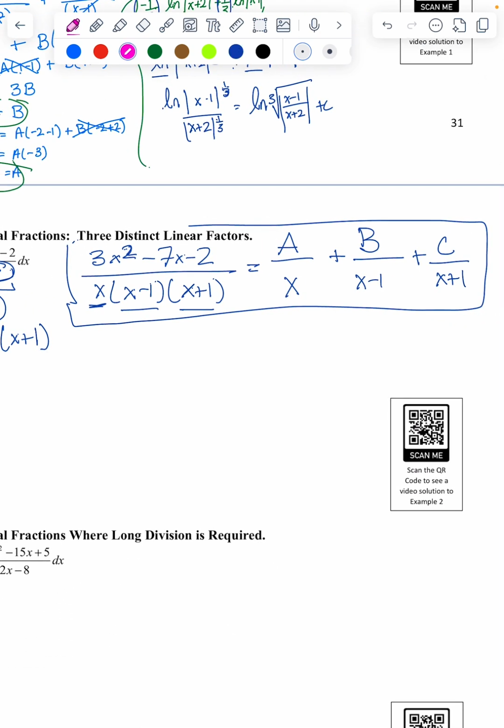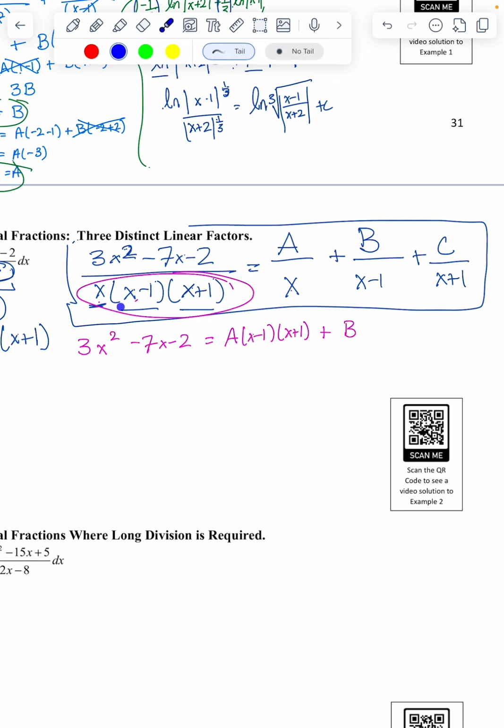So in order to solve a, b, and c, again, I'm going to multiply both sides by that denominator. And when I do that, and I distribute it, I'm left with 3x squared minus 7x minus 2 equals, the x cancels out, but you're left with (x minus 1)(x plus 1), plus b. Here, x minus 1 goes away, right? But you're left with x and (x plus 1).